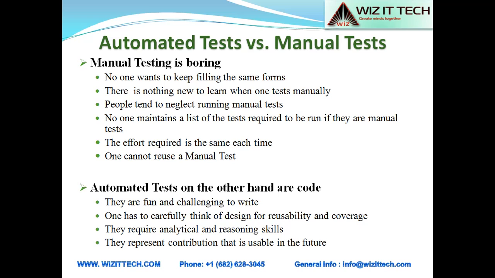Coming to automation testing, on the other hand, we need some coding knowledge, and we have to think about some challenging parts also. It is fun and challenging to write test cases. One has to carefully think of the design for reusability and coverage. We have to think about reusability and coverage while developing any test cases. We require analytical and reasoning skills while developing test cases. We need to think logically when we develop any test cases. They represent a contribution that is usable in the future. So this is automation test versus manual test.